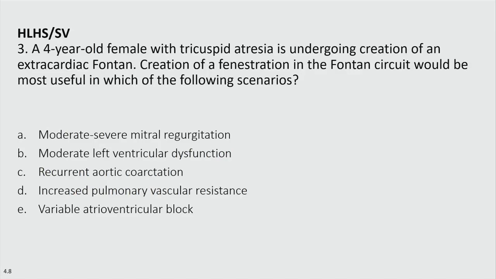So, question. A 4-year-old female with tricuspid atresia is undergoing creation of an extracardiac Fontan. Creating a fenestration in the Fontan circuit would be most useful in which of the following scenarios? Moderate to severe MR, moderate left ventricular dysfunction, recurrent aortic coarctation, increased PVR, or variable AV block.